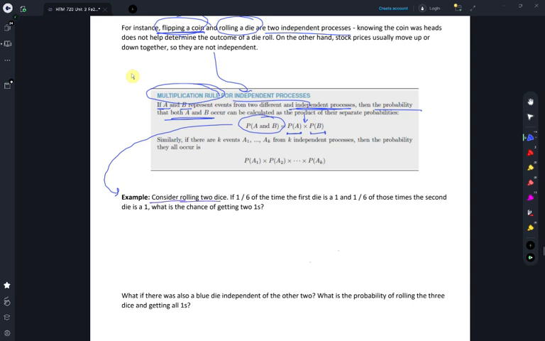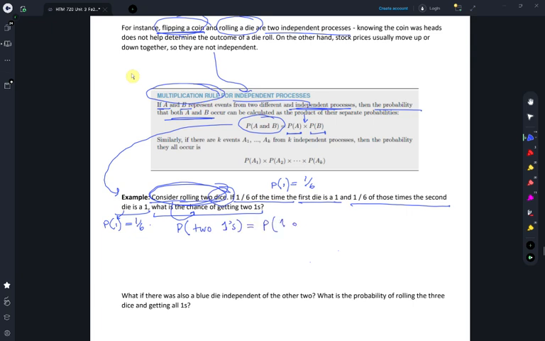Consider rolling two dice. If 1/6 of the time the first die is a 1, this means the probability of a 1 whenever we roll one of the dice is 1/6. And 1/6 of those times, the second die is also a 1, which means on the second die, the probability of a 1 is also 1/6. The question before us is, if we actually roll these two dice, what is the probability of getting two ones? That is the probability of 1 on the first die and 1 on the second die.